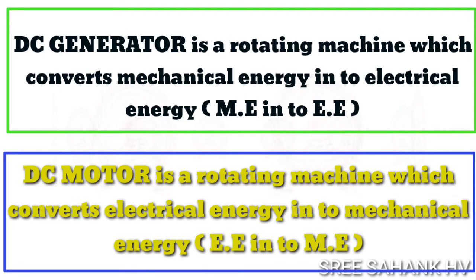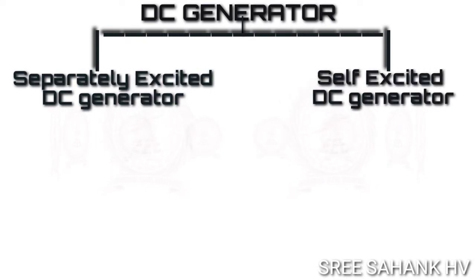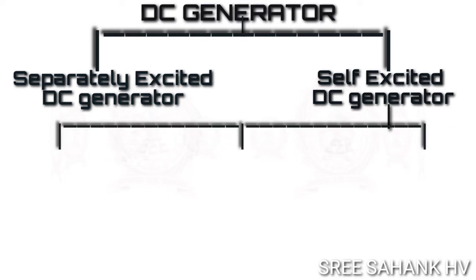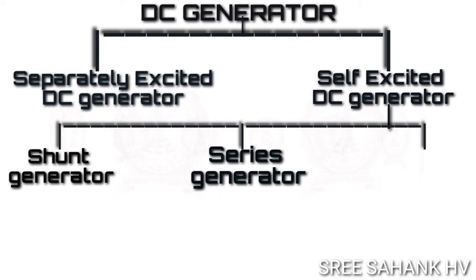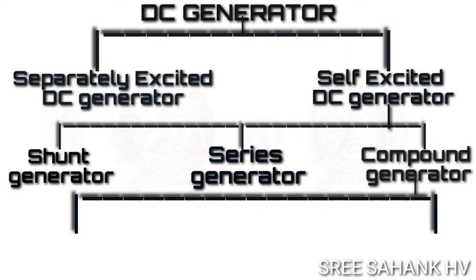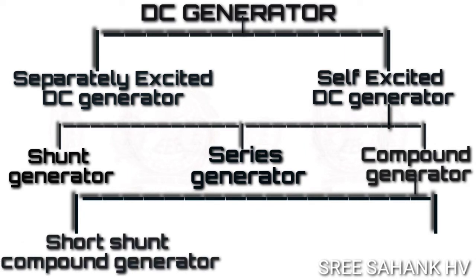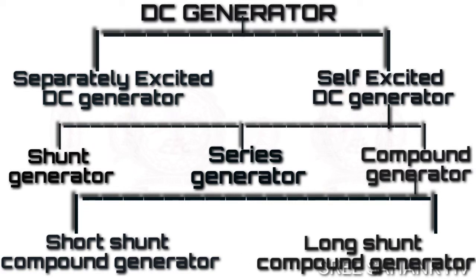Let's see classification of DC generator. DC generator is classified into two types: separately excited DC generator and self-excited DC generator. Self-excited DC generator is further classified into shunt generator, series generator, compound generator. Compound generator is further classified into short shunt compound generator and long shunt compound generator.